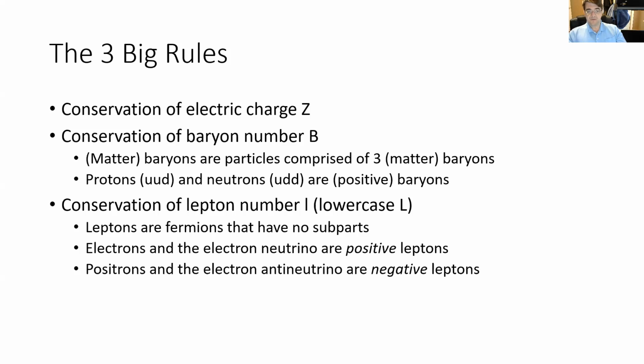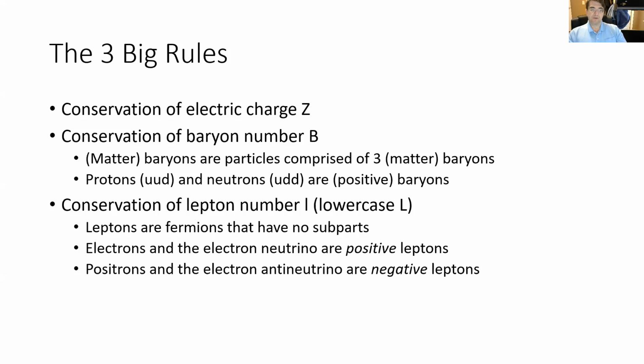Next thing is conservation of baryon number. Baryons are comprised of 3 matter quarks, and protons and neutrons are positive baryons. The 3 quarks that make them up are up, up, and down for a proton, up, down, and down for a neutron.